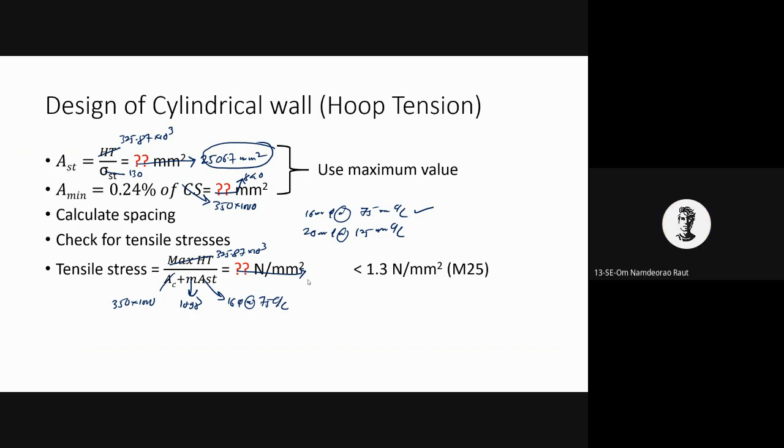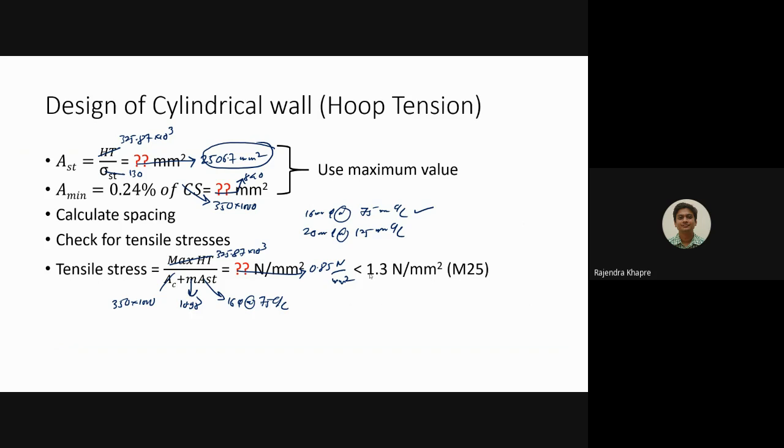So 0.85. 0.85. Okay, Newton per square. Okay, so now you can see it is less than the permissible limit, so we can say yes, for maximum hoop tension the 350 thickness wall is sufficient enough to resist the hoop tension.